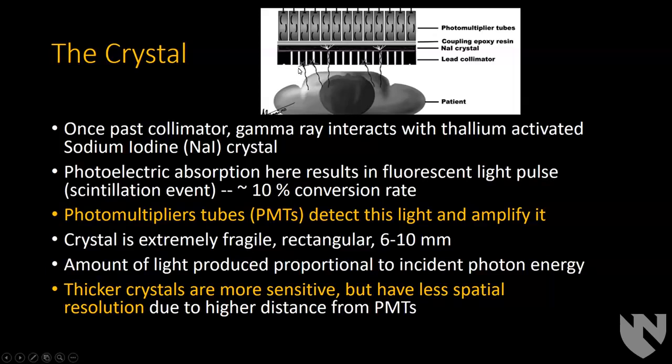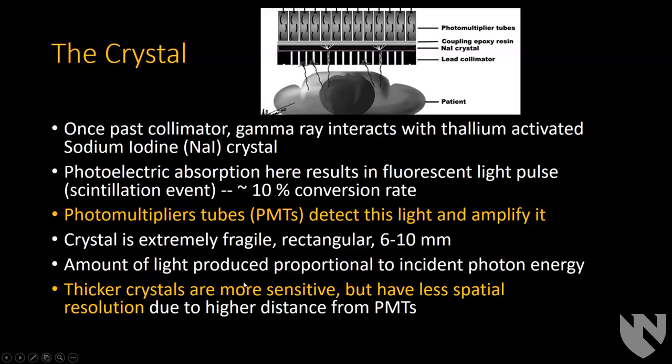And then this light is still relatively faint, so the next thing you have in the series is photomultiplier tubes, which are analog devices that amplify the signal from these light events to something that's more detectable. The crystal itself is very fragile, so you have to be careful with it, and it has to be sealed and kept away from moisture. And the amount of light produced is proportional to the energy of the photon.